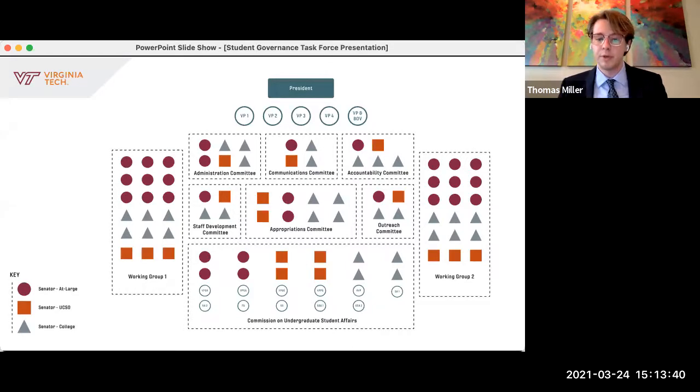Lastly, I want to talk about the Appropriations Committee. A big part of student leadership and student governance at Virginia Tech is student finance, the student activity fee. Students are given a portion of the student activity fee to disseminate to registered student organizations. Currently, that process is done through something called the Student Budget Board, which sits underneath CSA. But as I said before, CSA is being engulfed in this new organization and the Student Budget Board along with it. We are transforming the Student Budget Board into the Appropriations Committee.